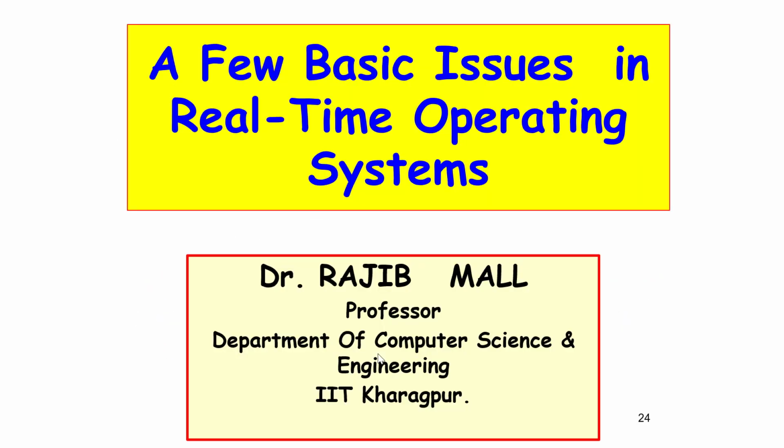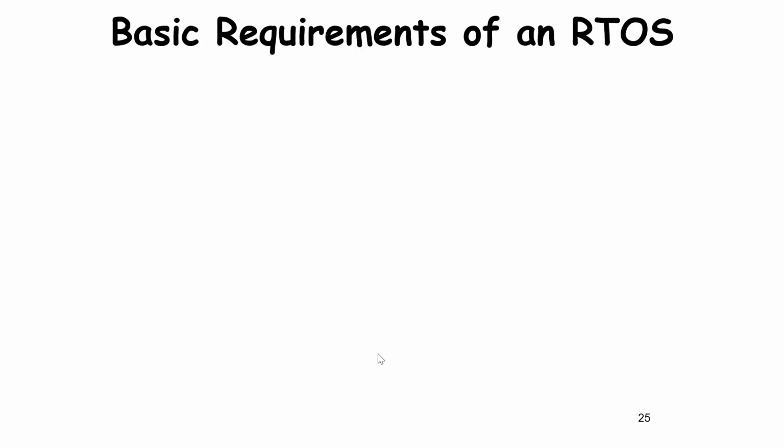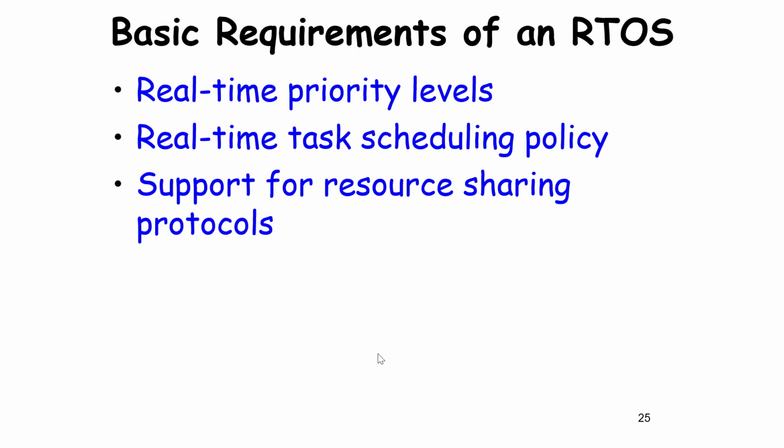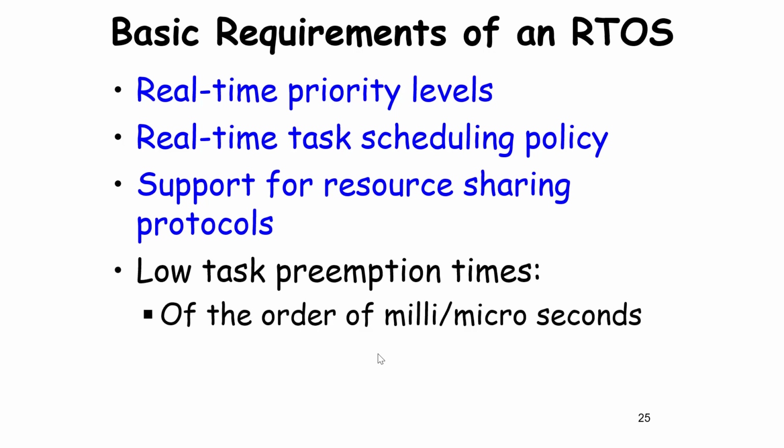So now we will discuss a few very basic issues in real-time operating systems. So now basically the part of real-time operating systems will begin. So we have to discuss the following things. The first is real-time priority levels and real-time scheduling, and support for resource sharing protocols.